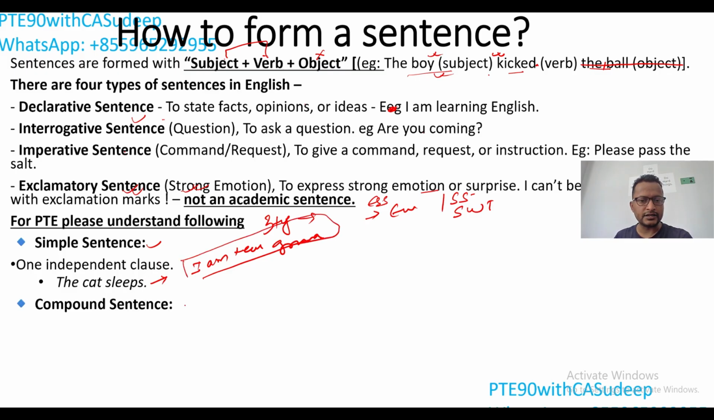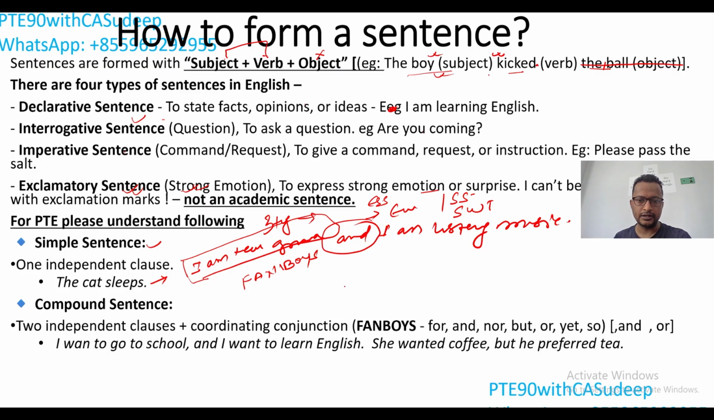What is a compound sentence? If you connect two simple sentences with the FANBOYS, or coordinating conjunctions, then that is called a compound sentence. For example, "I am teaching grammar and I am listening to music." See, if you connect these two sentences with FANBOYS, this becomes a compound sentence.